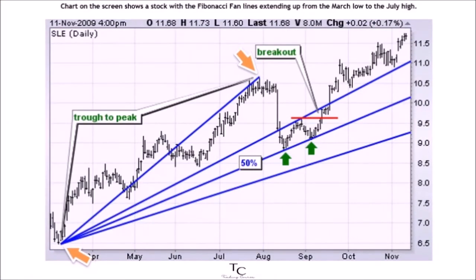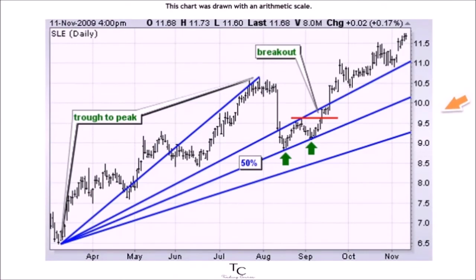Chart on the screen shows a stock with the Fibonacci fan lines extending up from the March low to the July high. The stock declined sharply in August, but found support at the 50% line later that month. The first bounce off the 50% fan line was short-lived, but the stock found support again at the 50% line in early September. This chart was drawn with an arithmetic scale.